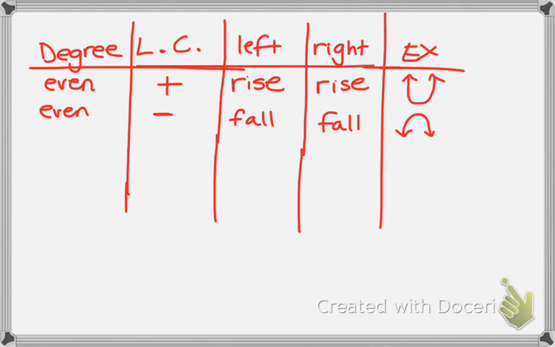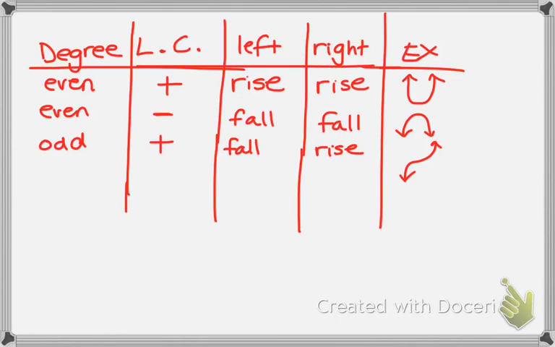Okay. All right. What about odd positive? What does that look like? The S shape. Yes. Let's make the diagram first. So there's our diagram first. What's happening on the left? Is it rising or falling? It's falling. On the right? Good.